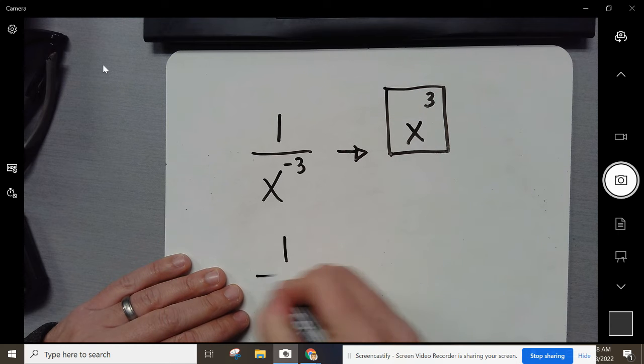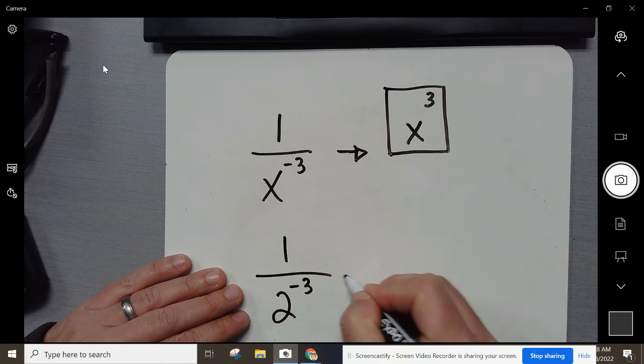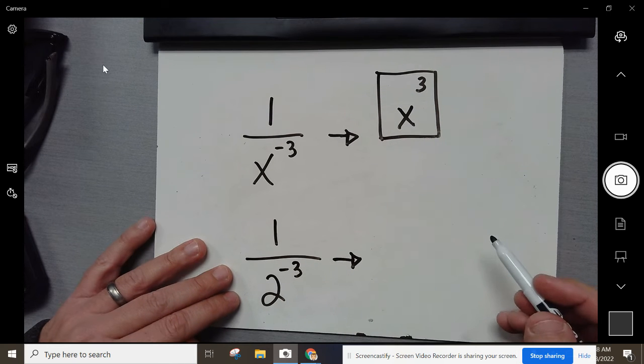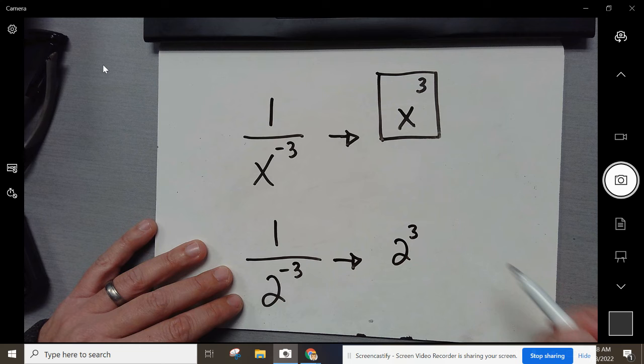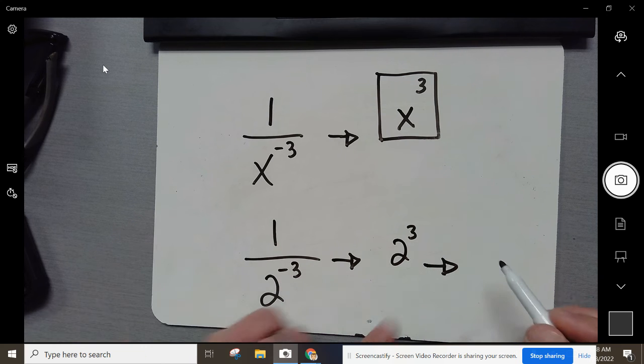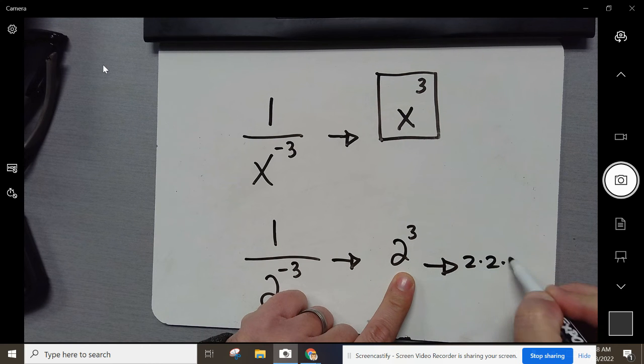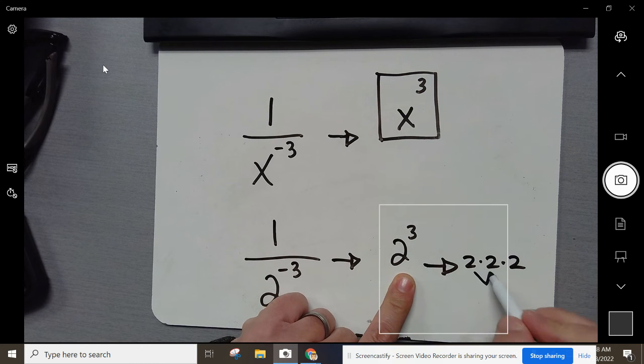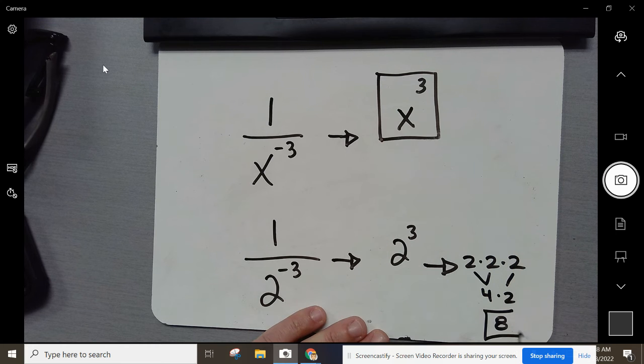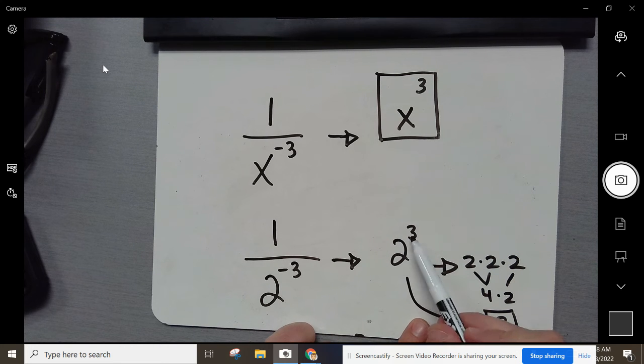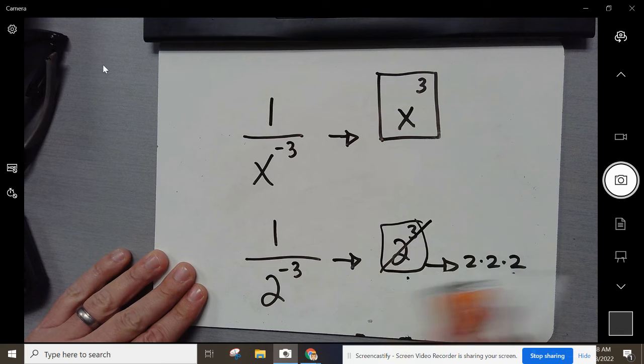So what if I said 1 over 2 to the negative 3? It would flip to the top and be 2 to the 3rd. What could this also turn into? What's 2 times 2 times 2? 2 times 2 is 4. 4 times 2 is 8. So that could also be 8, which we haven't really talked about much, but I want you to start thinking. That's what that means. 2 to the 3rd means 2 times 2 times 2. So if this answer wasn't there, but this one was, then that would be your answer. All right, you got to be kind of a detective.